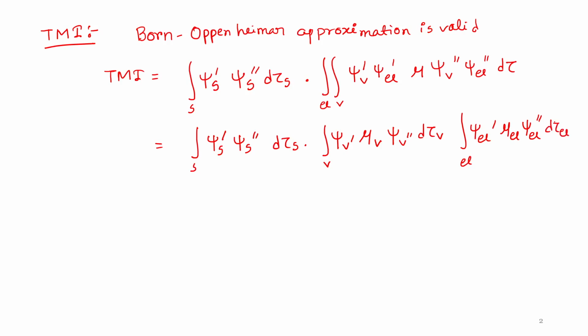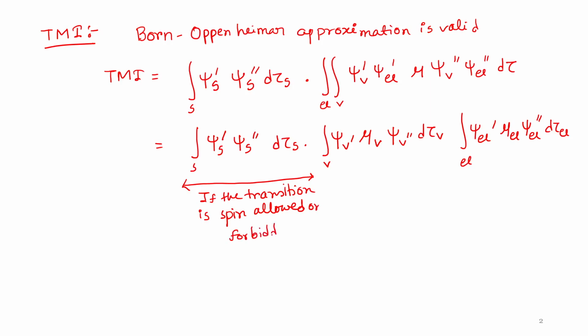So these d tau E are the volume elements. The first part depends on whether the transition is allowed or forbidden. We know delta S should be 0 and delta Ms also should be 0. Delta S equal to 0 means the total spin is conserved, that is, singlet to singlet and triplet to triplet transitions are spin allowed. So that is one.